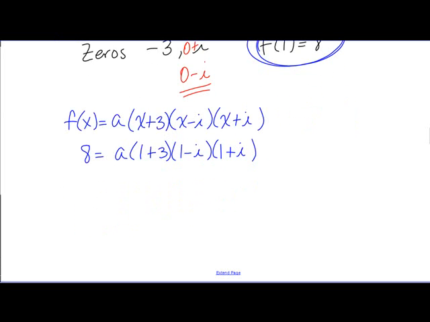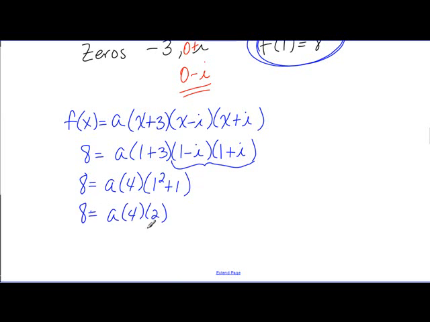Okay, now be smart about how you do this. Don't make it harder than it needs to be. Multiply these two factors together first. You're going to end up with 1 squared plus 1. So we're looking at 8 equals a times 4 times 2. Solve that for a. We end up with another example where the lead coefficient is 1.